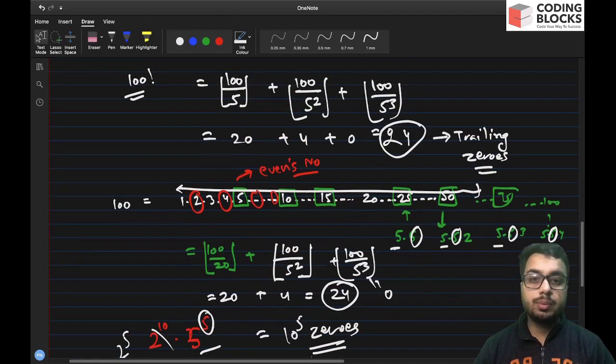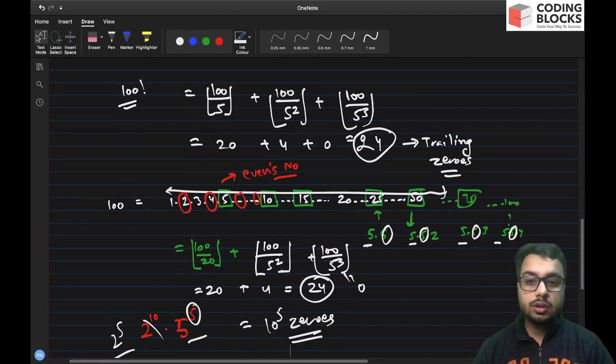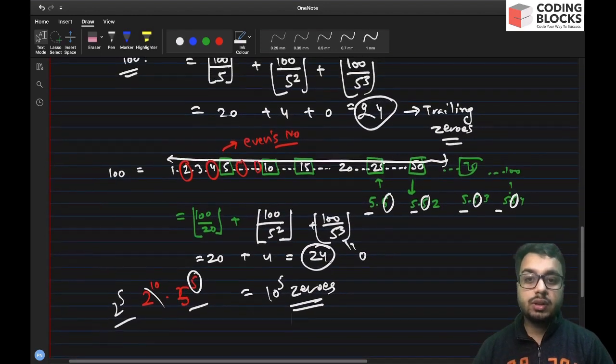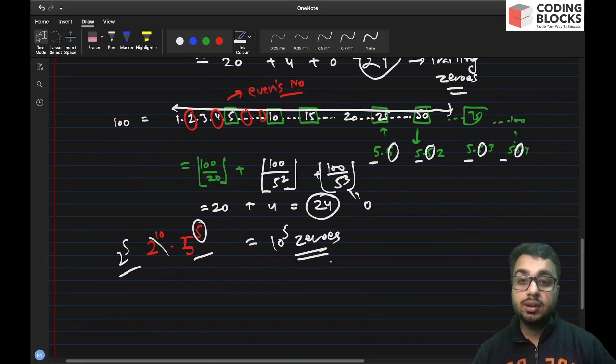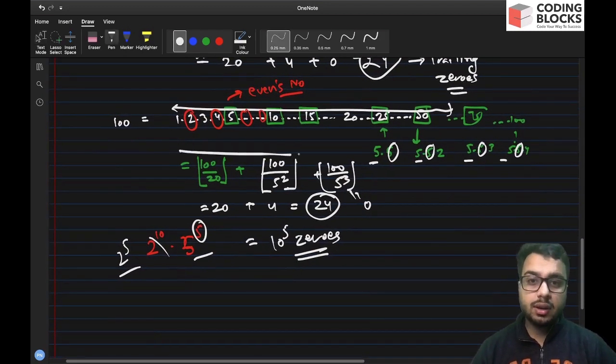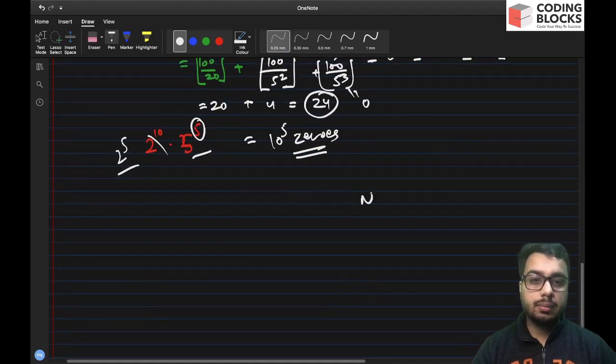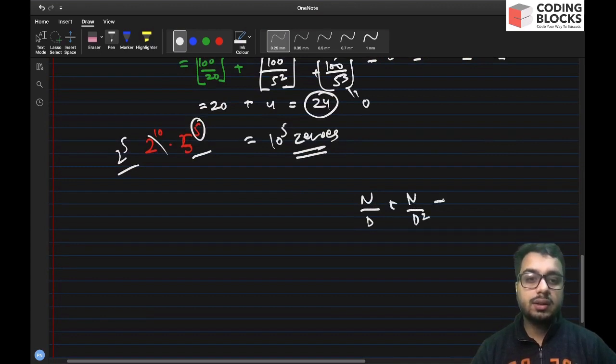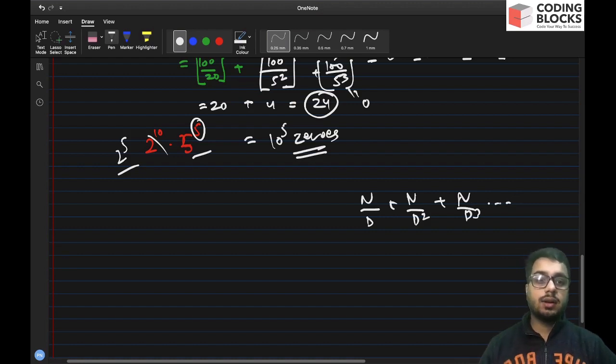And if you want to compute trailing zeros now, you can directly compute it without computing the factorial. The only thing that you need to do is run a loop like this. Okay, so you do n by whatever is the number you have. Let's say the number is d, then you do n by d square, then you do n by d cube, unless this term is greater than 0.